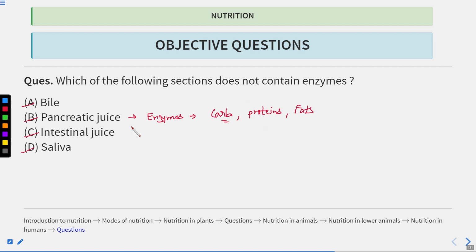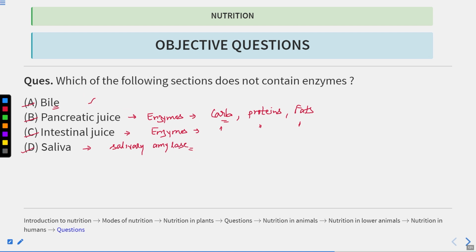Okay, intestinal juice. This is secreted in the intestine by the intestinal glands, and it also contains enzymes for the digestion of carbohydrates, proteins, and fats. Saliva, we have already discussed, it contains an enzyme, salivary amylase, which helps in the digestion of what? Carbohydrates. So what should be the answer?